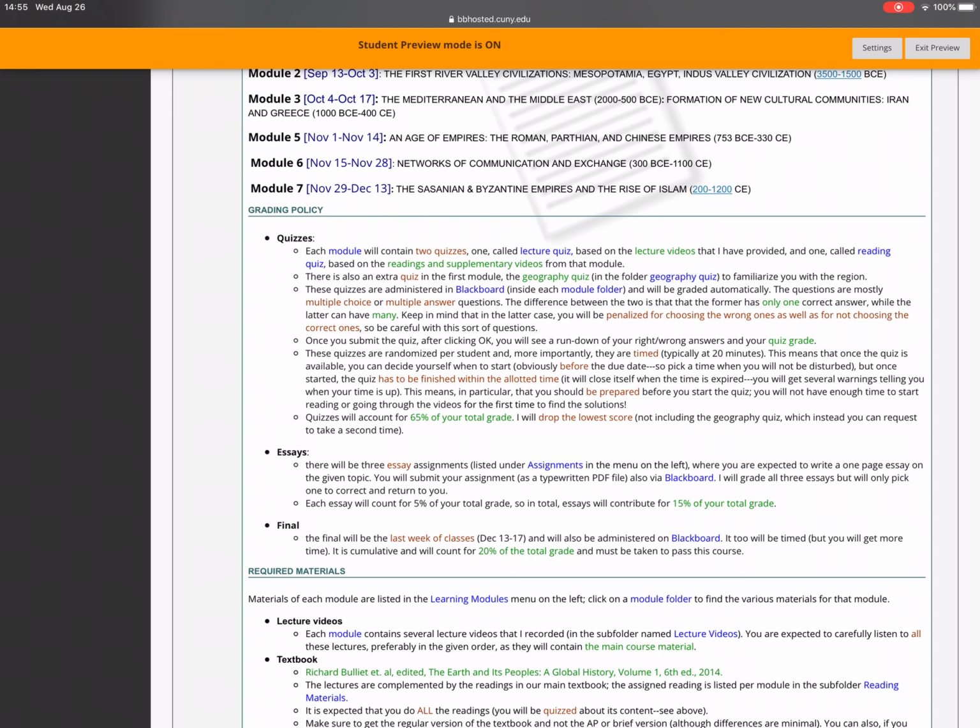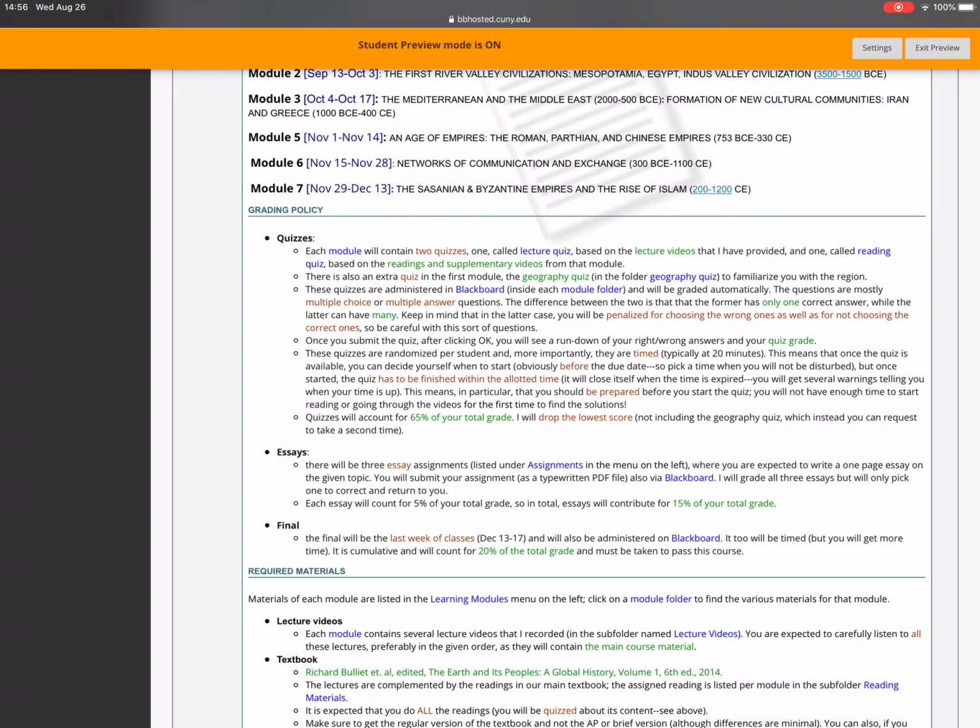Okay, so these quizzes that I am talking about are administered in Blackboard, inside each module folder. And they will be automatically graded. That means as soon as you take the quiz, you will know not only a rundown of, God forbid, your mistakes. You're not gonna have any mistakes. But your grade. You will get the results of each quiz once you have taken the quiz.